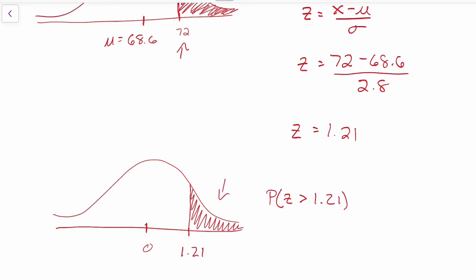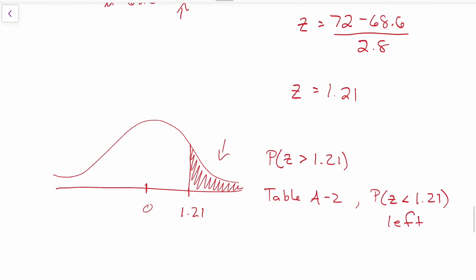Using that notation that we learned from section 6.1. And if we recall, our table A2 only would give us the probability that z is less than 1.21, right? The probability to the left. And so what we want to do to find our actual probability is do 1 minus that probability value. So let's look at what that z-score is going to be.